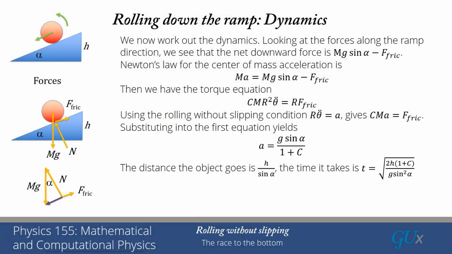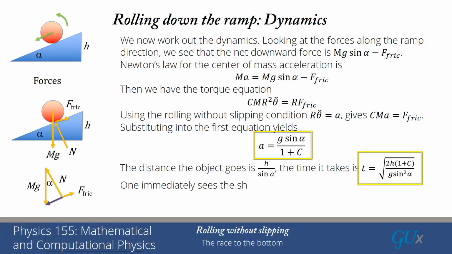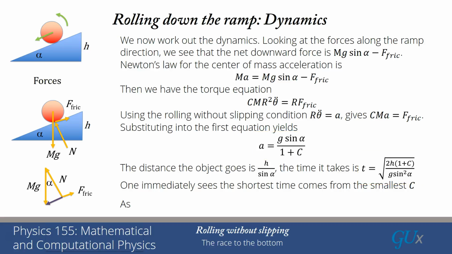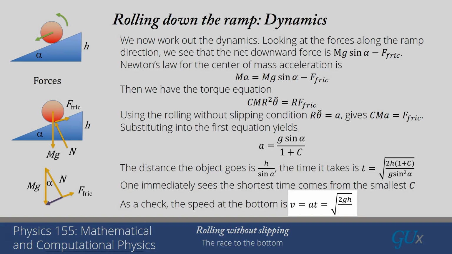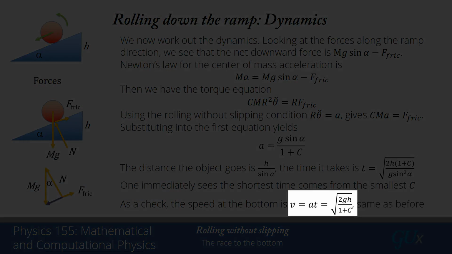Now we can do one final check. We can take the acceleration, multiply it by that time. That'll tell us what the velocity is at the end, at the bottom of the ramp. And when we work that out, what we find is that the speed at the bottom of the ramp is the square root of 2gh over 1 plus c. And that's exactly the same as the answer that we had before. So all of these results agree with one another.